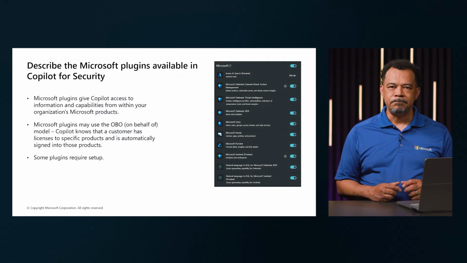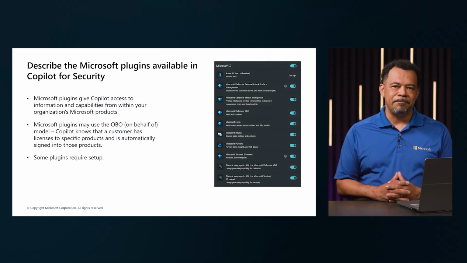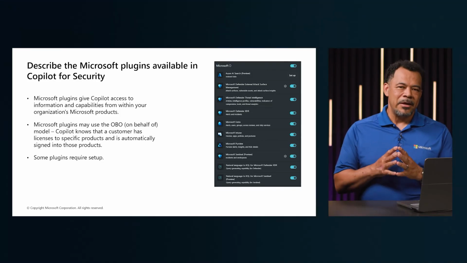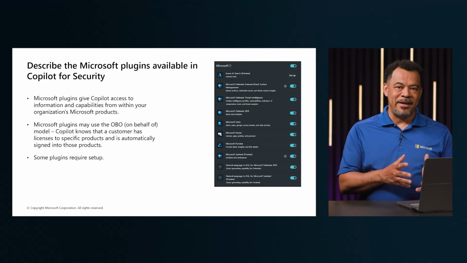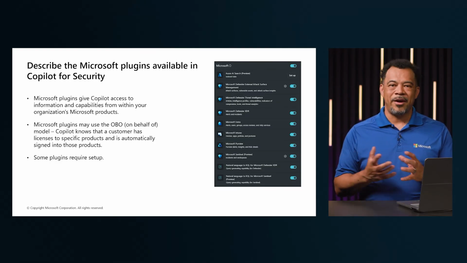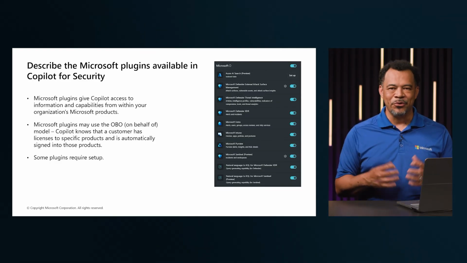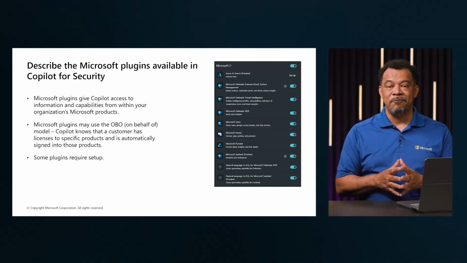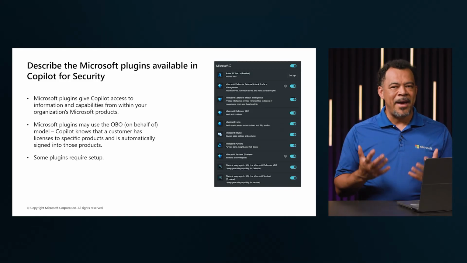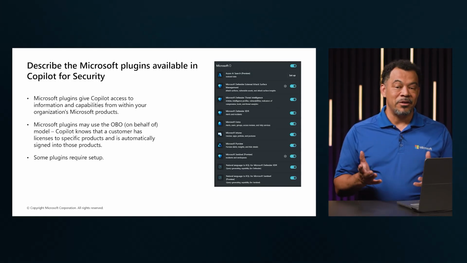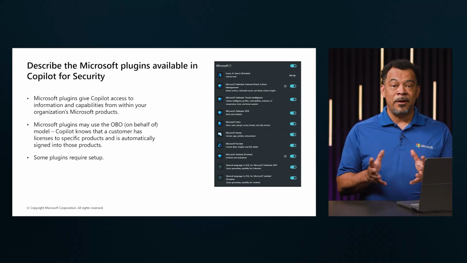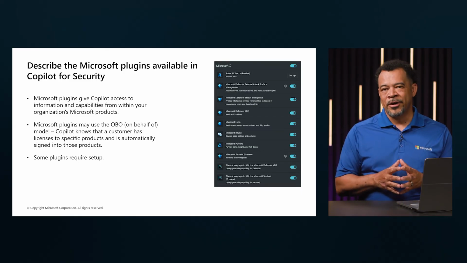In Microsoft Security Copilot, there are a bunch of Microsoft plugins available that help Copilot tap into your organization's existing Microsoft tools. These plugins give Copilot access to data and capabilities from products you're already using, like Defender, Intune, or Sentinel. Some of them use what's called the OBO, or on behalf of model, which means Copilot automatically signs into services you're licensed for, so it doesn't require any extra logins. Just keep in mind, a few plugins might need some setup before you can use them.